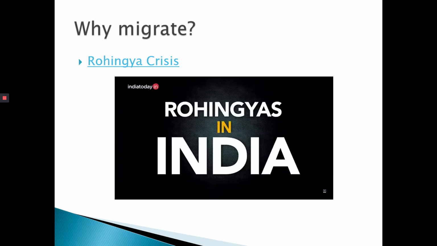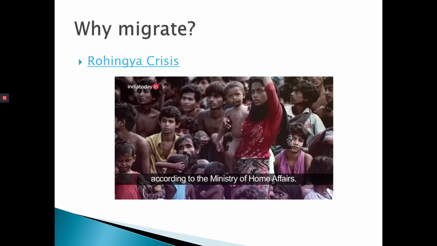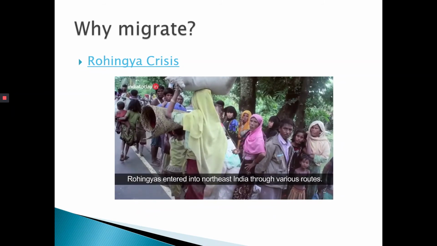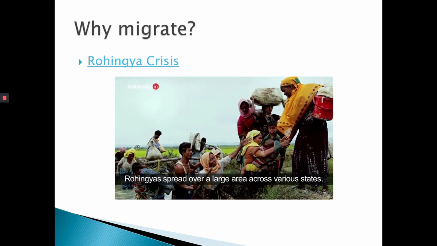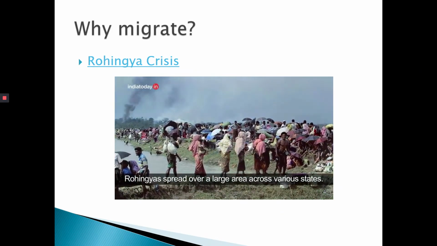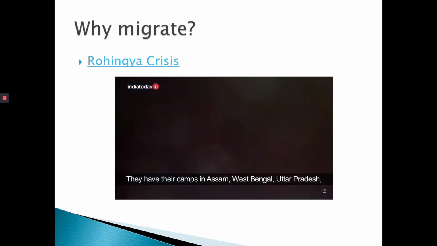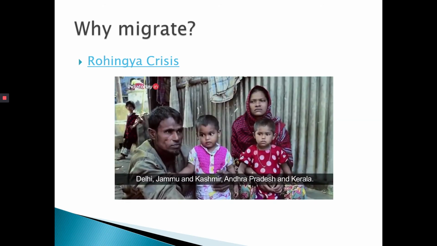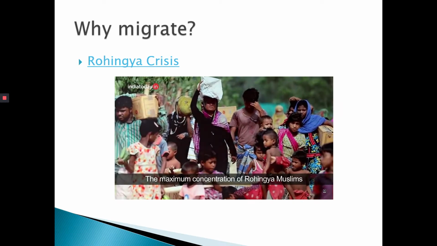India is home to approximately 40,000 Rohingyas, according to the Ministry of Home Affairs. They are said to have entered into northeast India through various routes. They avoided staying near the Myanmar borders and are said to have spread over a large area across various states. They have their camps in Assam, West Bengal, Uttar Pradesh, Delhi, Jammu and Kashmir, Andhra Pradesh, and Kerala. The maximum concentration of Rohingya Muslims is reported to be in Jammu.